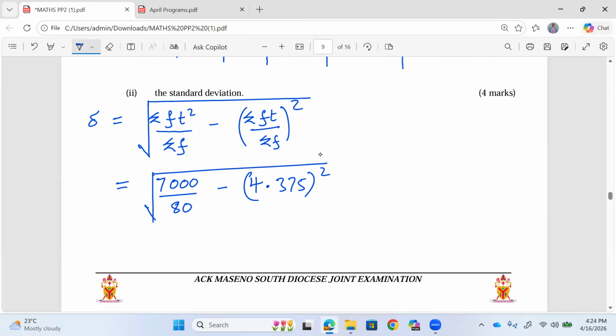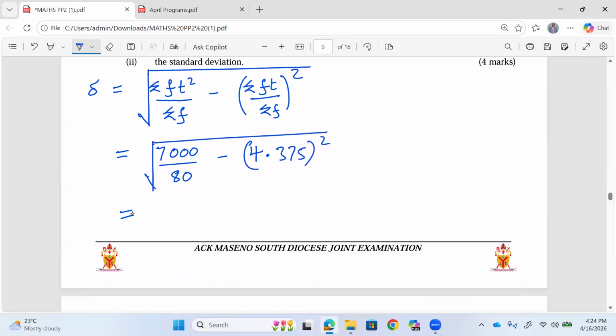Square root of everything. So now, before the square root, allow me to divide this by 80 first. I get 87.5, and I minus 4.375 squared. This is 19.140625. Remember, the working out of the square root is done that way.